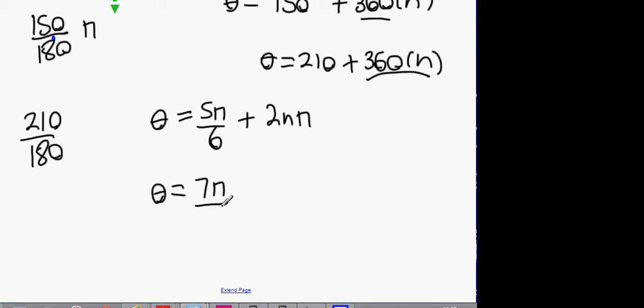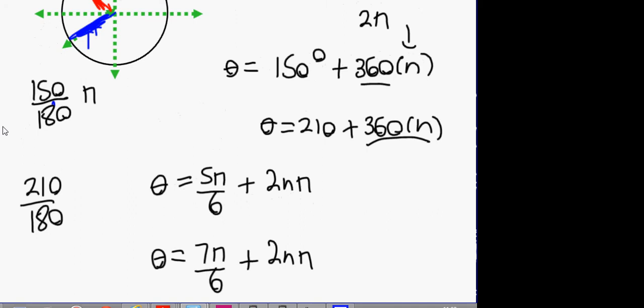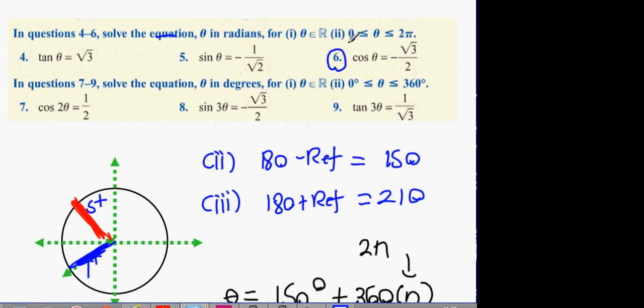By 210, 7 pi over 6 plus 2n pi. So that's our two answers there. Now guys, what they're asking us next is, what are the answers if it's held between 0 and 2 pi? Okay, so let's find out.